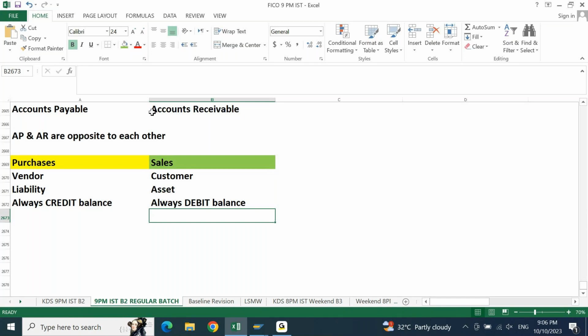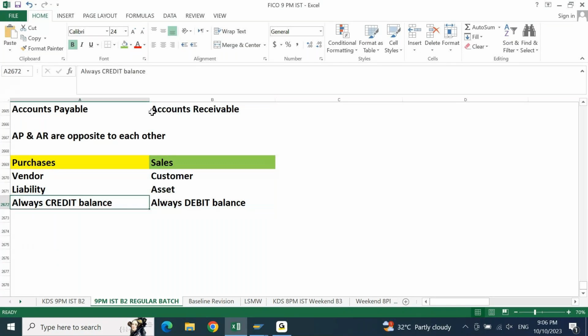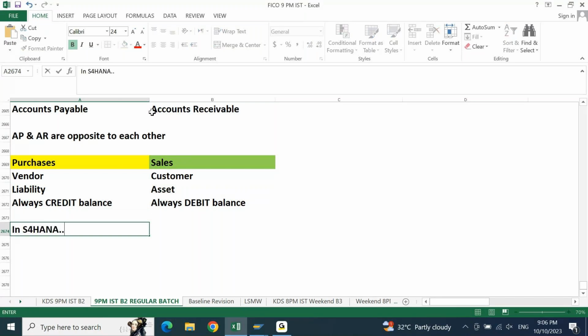When you're talking about purchases and sales, we need to understand how purchasing will happen and how selling will happen in any organization. First thing, before we start the purchases, we talked about the vendor. Before we talk about sales, we talked about the customer.